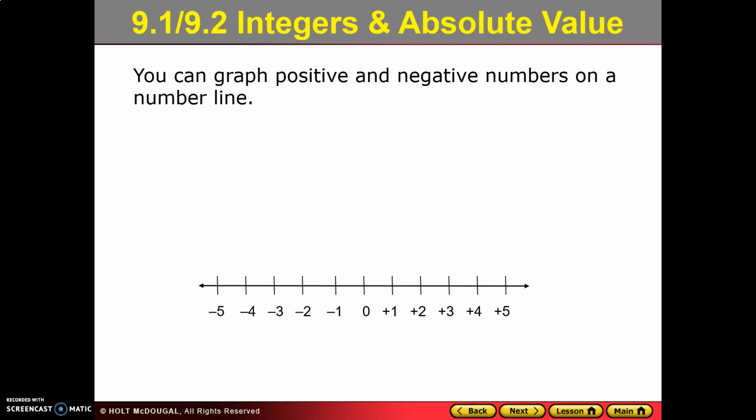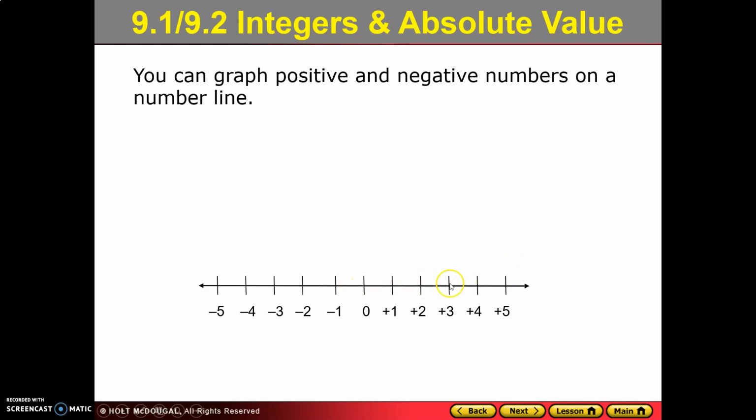If you look at this number line, I want you to focus on the middle right here. This is 0. That's your midpoint. 0 is like your neutral number. It's like Switzerland. It's not positive, it's not negative. It goes along with everybody. So it's like your midpoint.